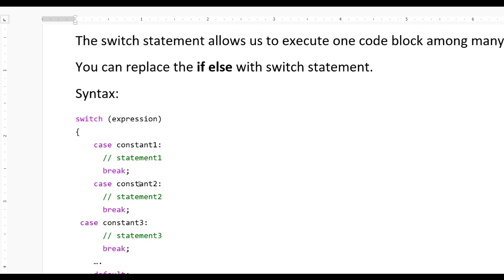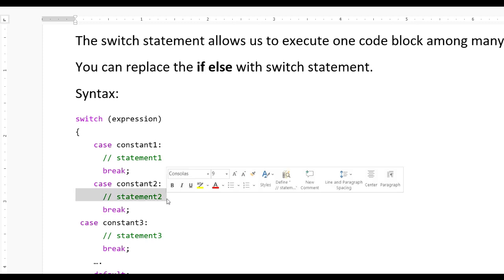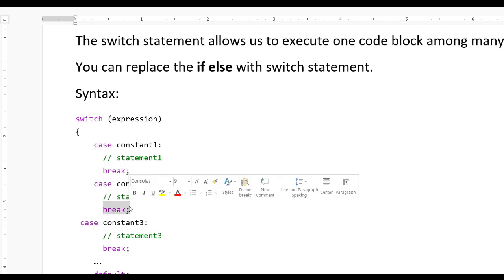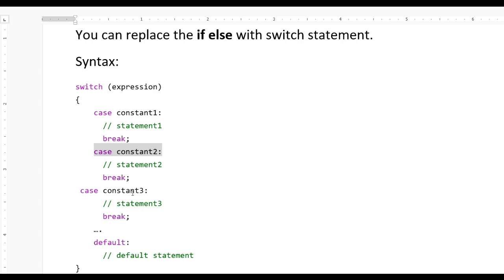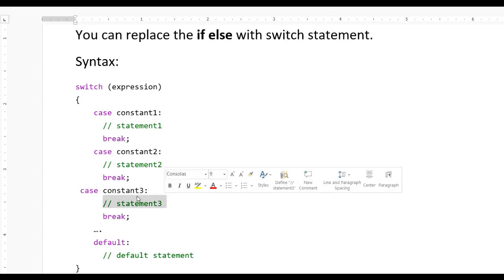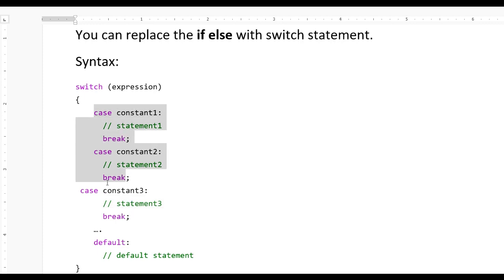case constant 2, and if it matches, then statement 2 will be executed, and here we put break, so it will exit the program. If this case does not match, then it will go to case constant 3, and if it matches, statement 3 will be executed. If none of the cases match, then it will go to default, and the default statement will be printed.